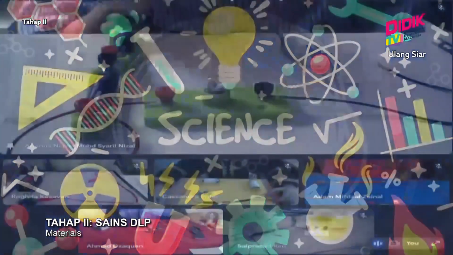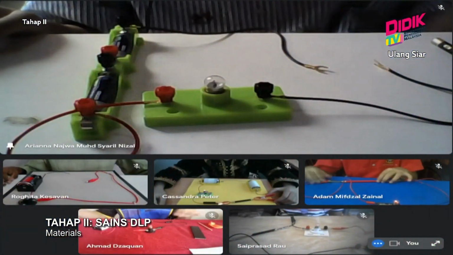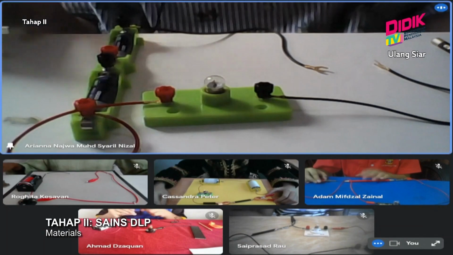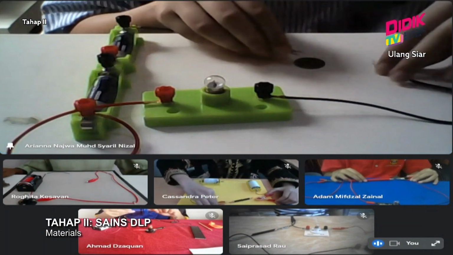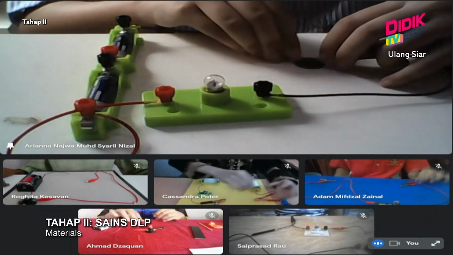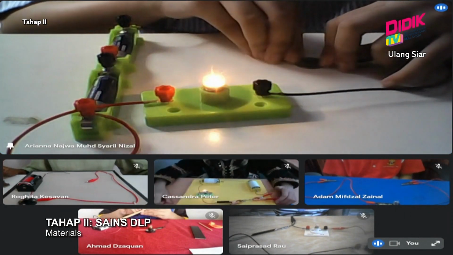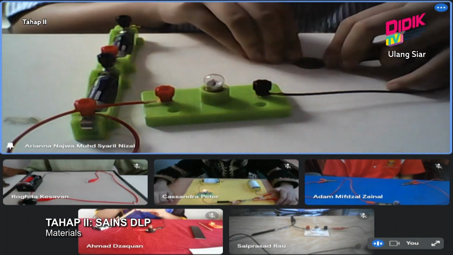There you go. Okay. What are you trying to light up with? What is that, Ariana? I'm gonna try a coin. A coin. Okay. There, look. Yay! Wow, your bulb is so bright. Okay, can we have another pupil?